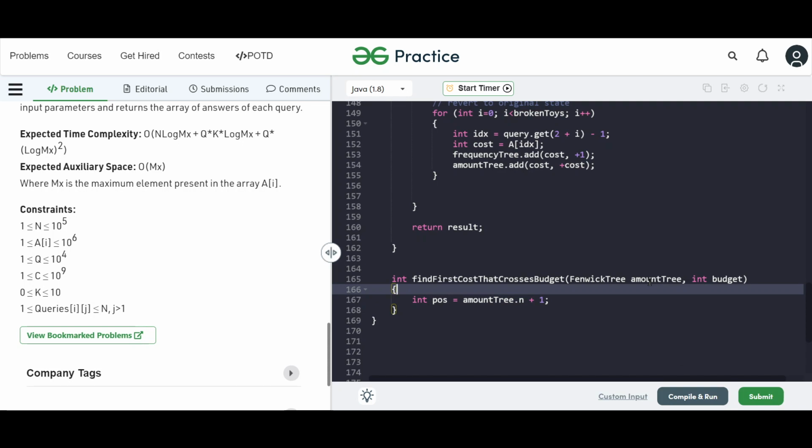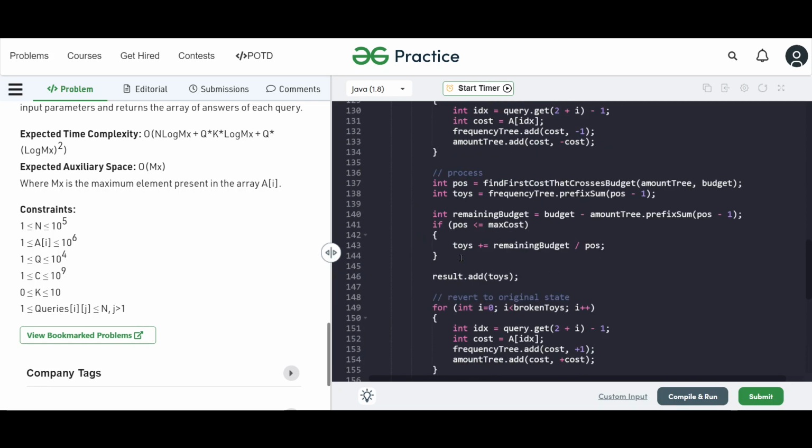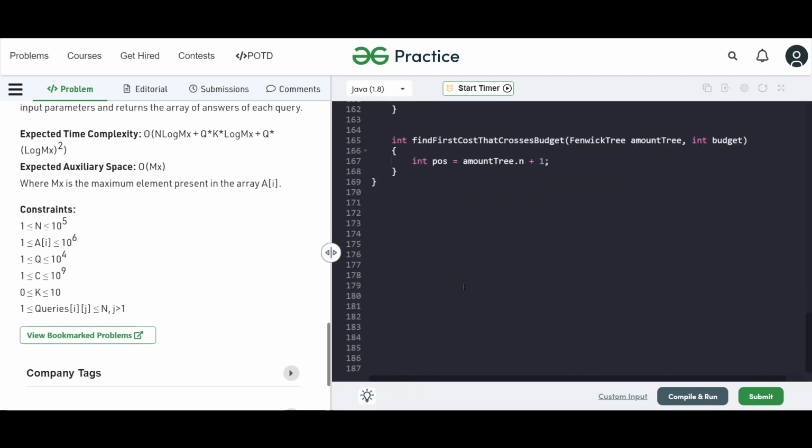And the other thing is you can't buy anything. Like your budget is so less that you can't even buy a single toy. Well, in which case the first cost that crosses the budget would be something, right? Whatever the first cost is, cost one, cost two, or the first cost which has a non-zero frequency, that is the cost that crosses your budget. So that's fine. But the only thing that you really have to worry about is if you can buy everything, then you return the max cost plus one, which is where we'll handle this case by not explicitly using that. All right.